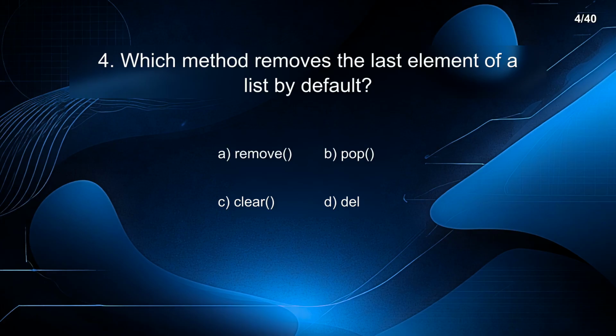Fourth question. Which method removes the last element of a list by default? A. Remove. B. Pop. C. Clear. D. Del. Correct answer is B. Pop.